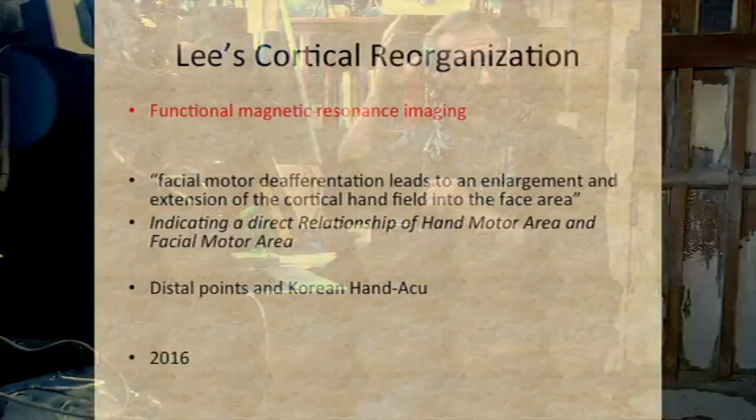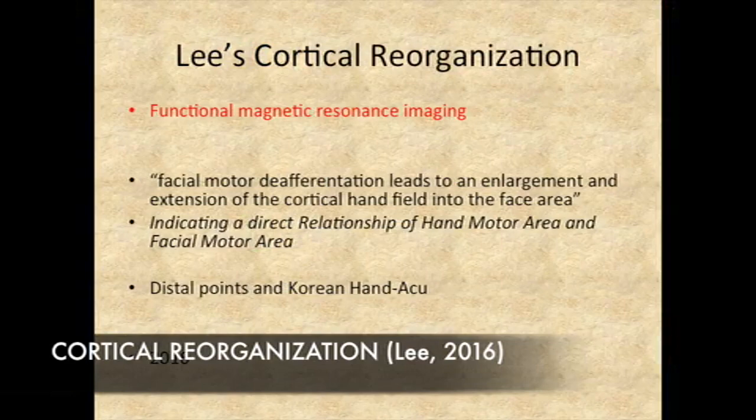When we get facial palsy, what actually happens is there's an area of the brain that is linked to the face. However, the afferents are not getting in touch with this part of the brain. And Lee, from his research, found that when this happens, the area that controls the hand becomes bigger and it takes over the facial area. He calls this cortical reorganization. Now, what that tells us for Chinese medicine is that it really puts a link between scalp acupuncture, distal point acupuncture, or Korean hand acupuncture being beneficial.